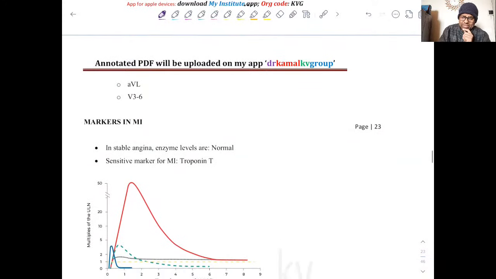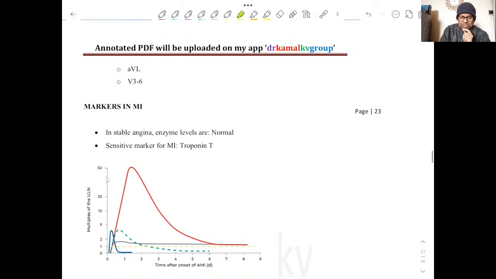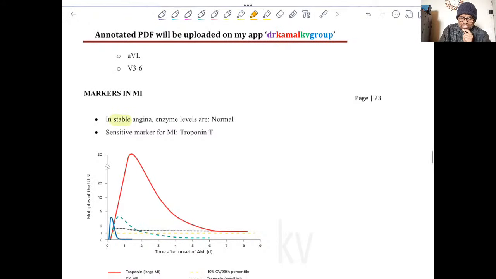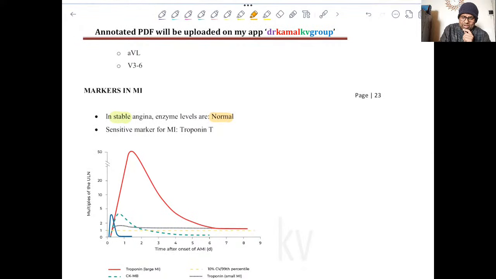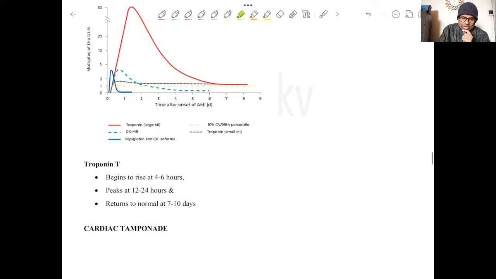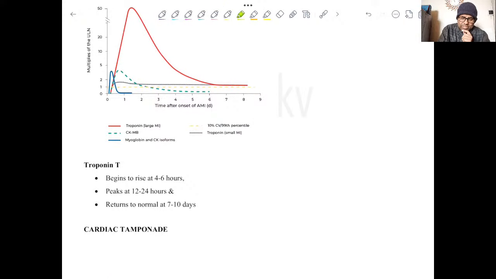So please remember it. Then markers in MI, I think all of you must be knowing, is all theoretical, nothing to teach in detail. What you need to check is troponins. For troponin T, it will start somewhere by 4 to 6 hours, will peak somewhere by 12 to 24 hours, and be back to normal by 7 to 10 days. So you can remember it for all the markers. I've just given you one example.